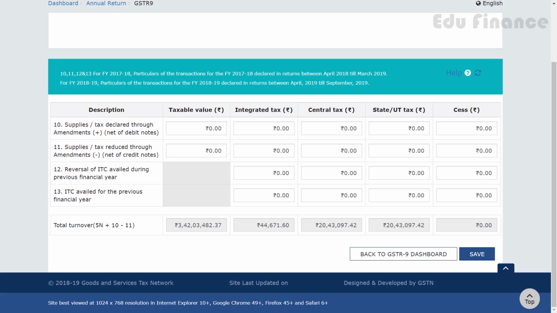Table 10 relates to supplies or tax declared by way of amendments in next financial year. Table 11 relates to supplies or tax reduced by way of amendments in next financial year. Table 12 relates to any ITC availed during a financial year and reversed in next succeeding financial year. Table 13 relates to ITC received during a financial year but availed in next succeeding financial year.